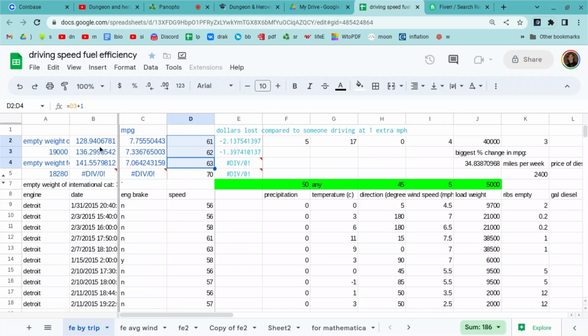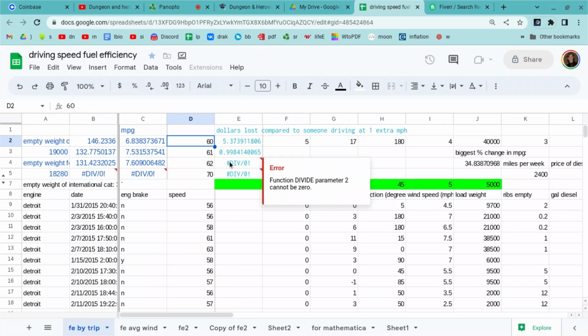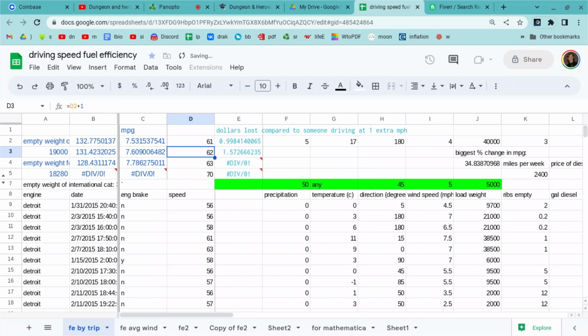And then suddenly we can see that now it's 61. So yes, 61 miles per hour is optimal. So let's say it's not blowing at us, it's blowing with us. So 180, it's blowing in the back. Now if the wind is blowing in the back, fuel economy is best at 62 miles per hour, which is about the same. Okay, it doesn't really change that much, interestingly enough.